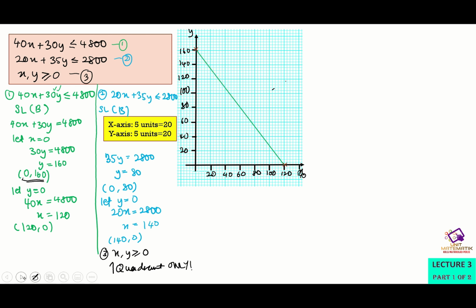Okay, and remember student, please ensure that you draw the linear graph just in the first quadrant only. You cannot draw it pass through the x-intercept or y-intercept, because here we are talking about real life situation where your x and y should be greater than or equals to 0. So please be careful. Just draw your linear graph in first quadrant only. Okay, so this is the first linear graph, and then the shaded region will be below. So here. Okay.